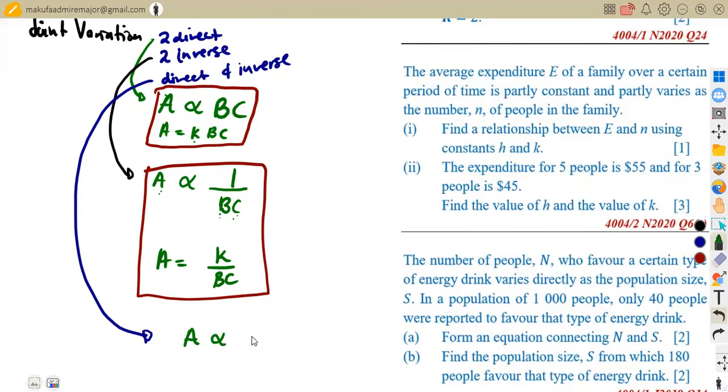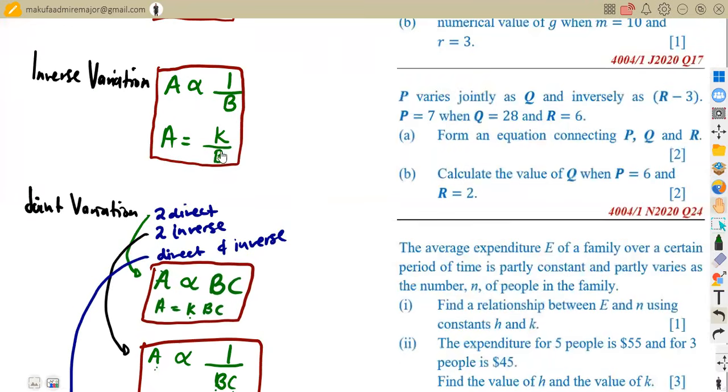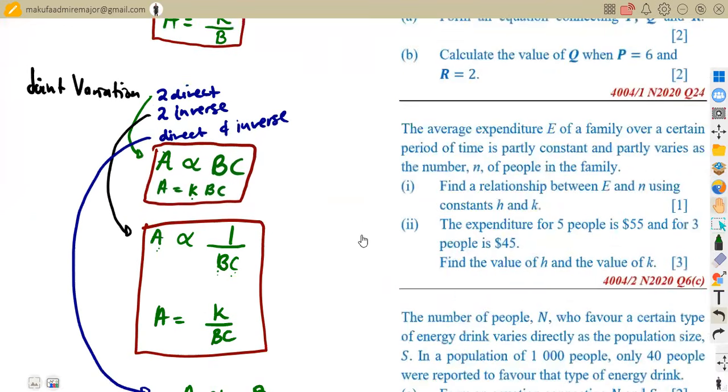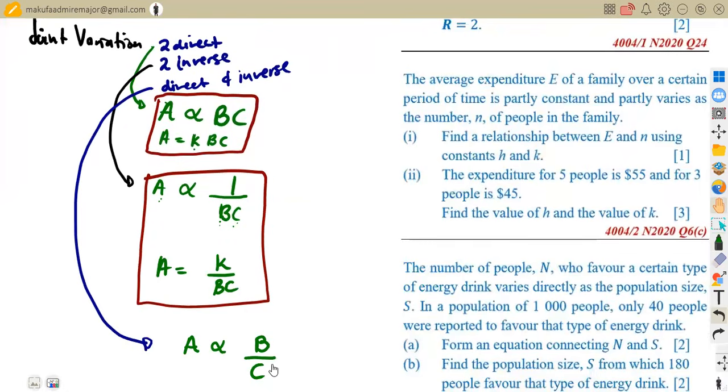A varies directly as B. And the moment we say inversely as C, we are now having the 1 over C concept. So A varies directly as B. But when it comes to C, C is in the denominator, just like this part where we had our B in the denominator. It means we're talking about an inverse. C is the one that is in the denominator, so it's the one that is for the inverse. So we have got two variations that are connected, a direct and an inverse.